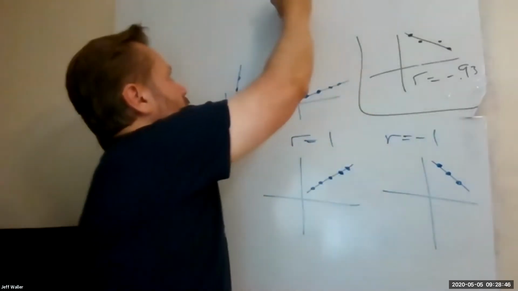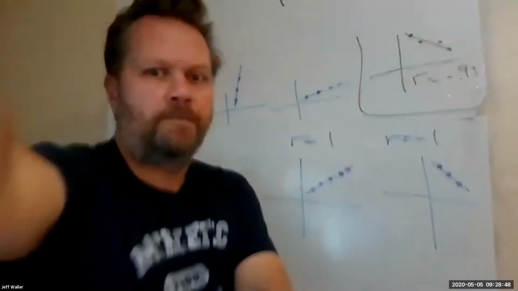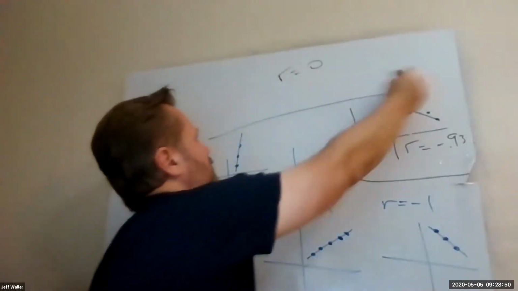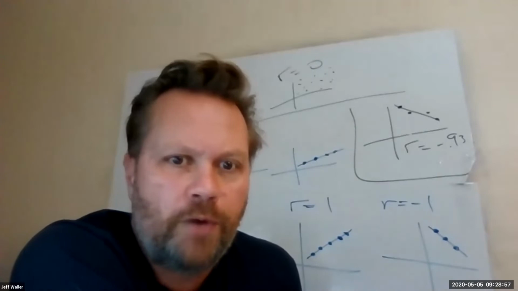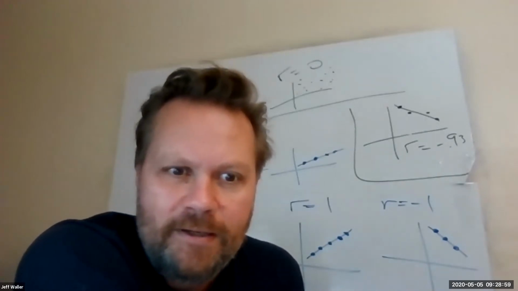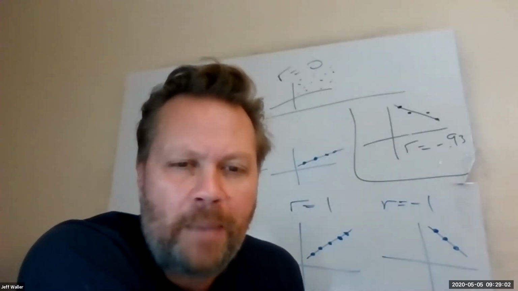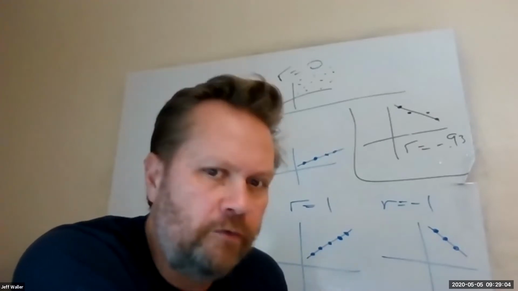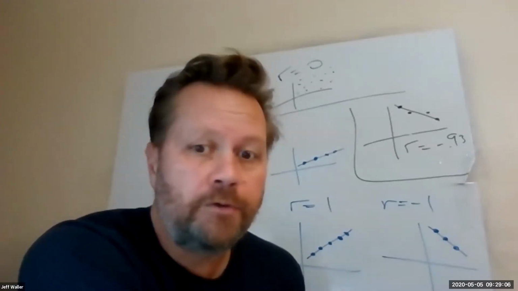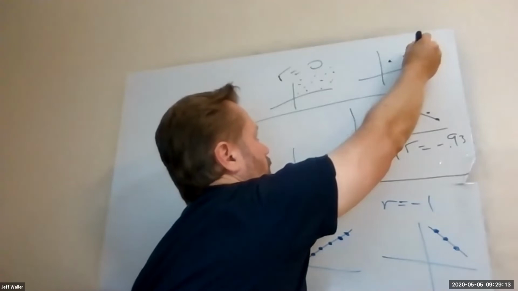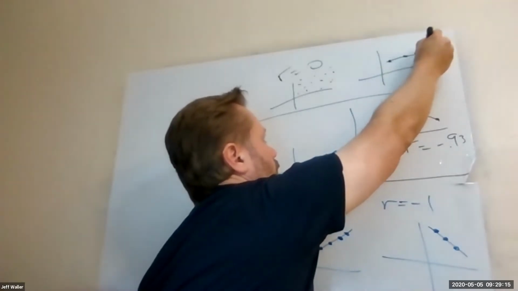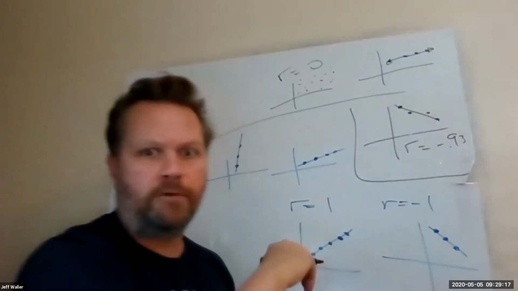So R equals 0, can you guys see that far up? No. R equals 0 would be something like, just measles. There's no trend. There's no apparent relationship between the two variables. Another R equals 0 that's not as obvious is this one. That is R equals 0.